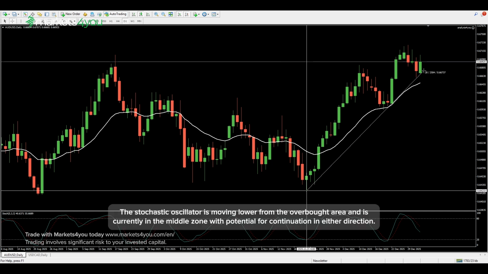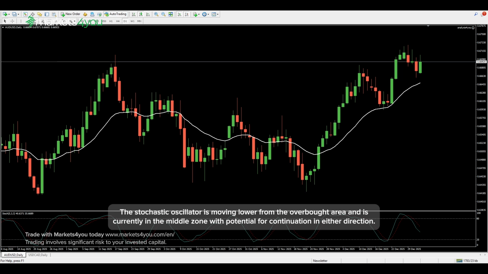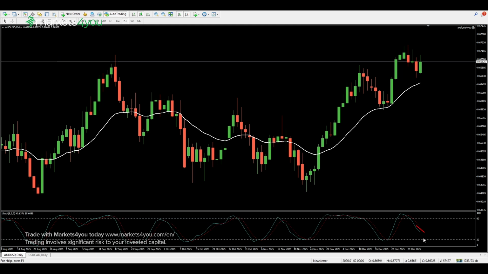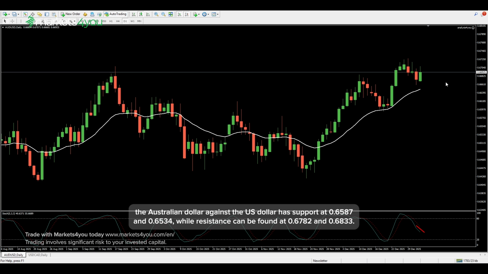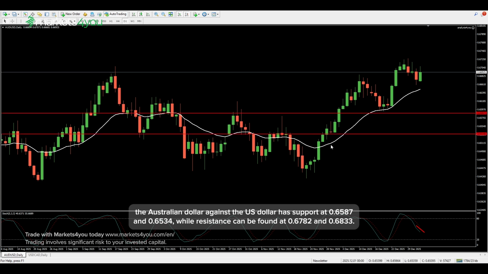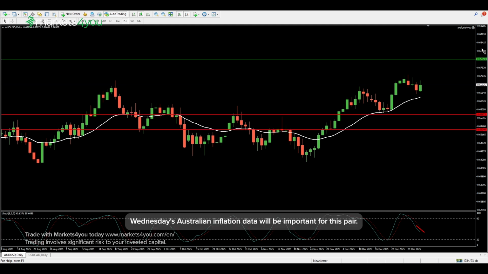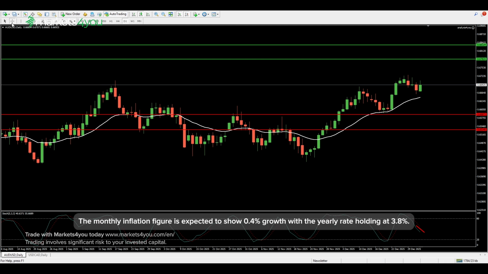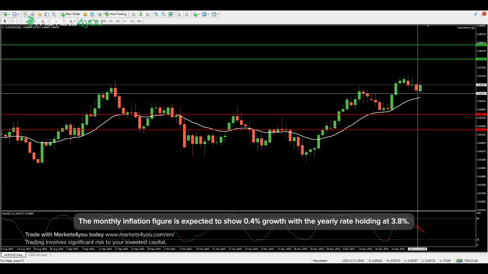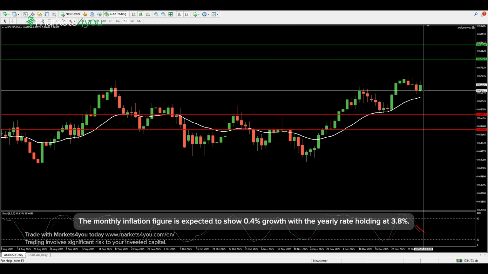The stochastic oscillator is moving lower from the overbought area and is currently in the middle zone with potential for continuation in either direction. Looking at important levels, the Australian dollar against the US dollar has support at 0.6587 and 0.6534, while resistance can be found at 0.6782 and 0.6833. Wednesday's Australian inflation data will be important for this pair. The monthly inflation figure is expected to show 0.4% growth with the yearly rate holding at 3.8%.